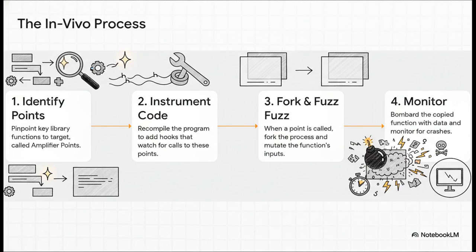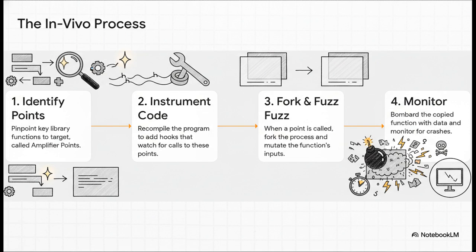Okay, let's zoom in on how that works. First, the system identifies what are called amplifier points. These are just key functions inside a library that are interesting targets. Second, the code gets instrumented, adding those little hooks to watch for when these functions get called. Third, and this is the really slick part, the moment the main program calls one of those points, the system instantly makes a perfect copy of itself. It's a process called forking. The fuzzer then hijacks that copy and just starts messing with it.